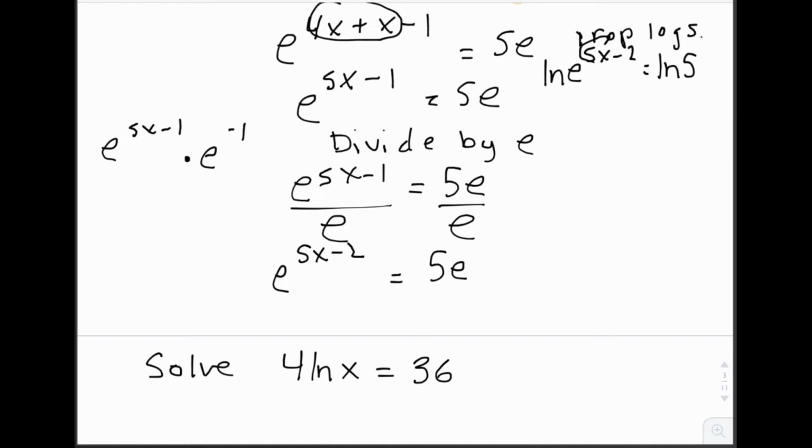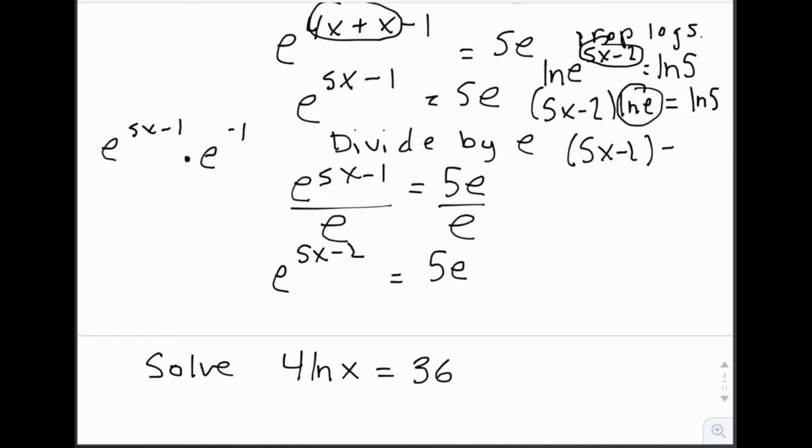So our exponent in this case is that 5x minus 2. So what will that give us? 5x minus 2 times the natural log of e, and that's going to be equal to the natural log of 5. And if you recall, the natural log of e, again, you can try this in your calculator, is going to be equal to 1. So we are left with 5x minus 2, and that is equal to the natural log of 5.